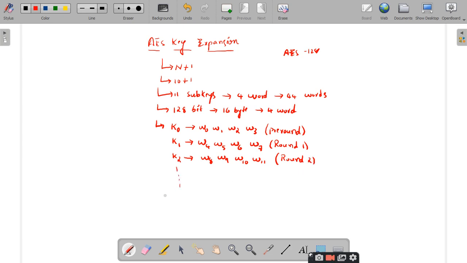Like that you need to use different keys K1, K2, K3 and so on up to K10 for different rounds. Right. So what is the last round key? We call the round key for the last round, that is round 10, K10, where we get W40, W41, W42 and W43. This is for round 10. Is it clear up to this point?